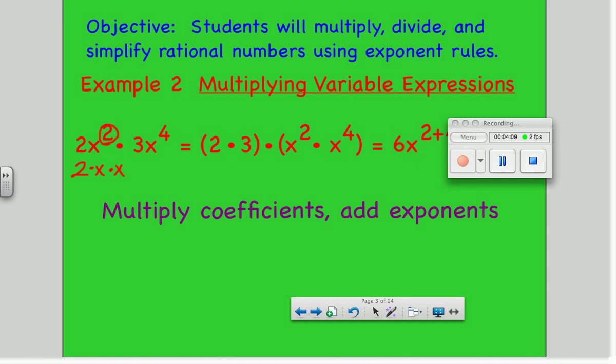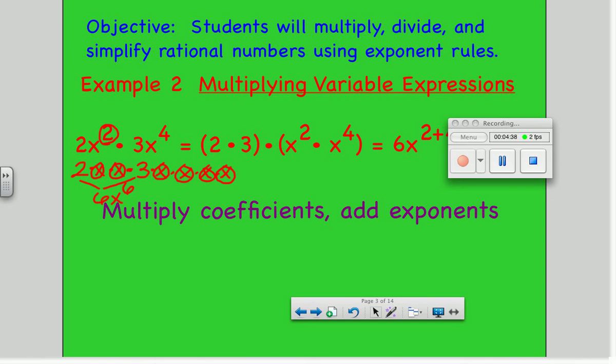And what am I multiplying by over here? 3 times how many x's? 4. 1, 2, 3, 4. Okay? So 2 times 3 is 6, and then how many x's do I have? 1, 2, 3, 4, 5, 6. 6 of them. So x is raised to the 6th power, or the power of 6.